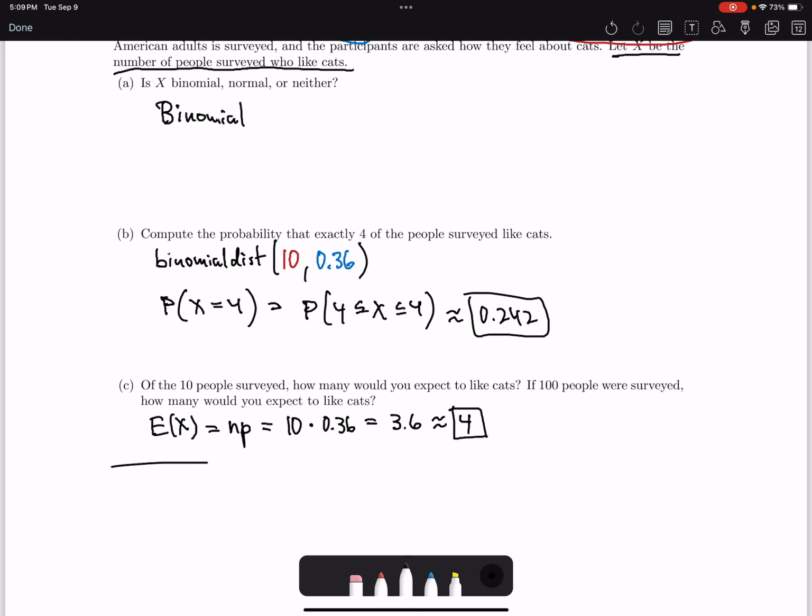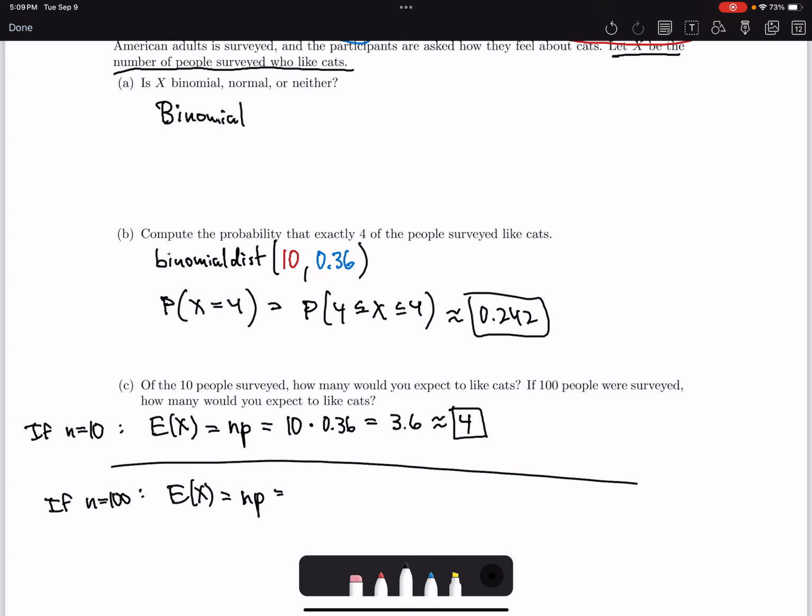But notice that there's a follow-up question here. So this is if 10 people are surveyed. If n equals 10. But then the follow-up question is, what if 100 people were surveyed? If n equals 100, then the expected value is still n times p, but n is 100 and p is still 0.36, and 100 times 0.36 is 36. If somebody asked you how many people would you expect to like cats and you said 36, that's an answer that already makes sense, so there's no rounding necessary for that follow-up.